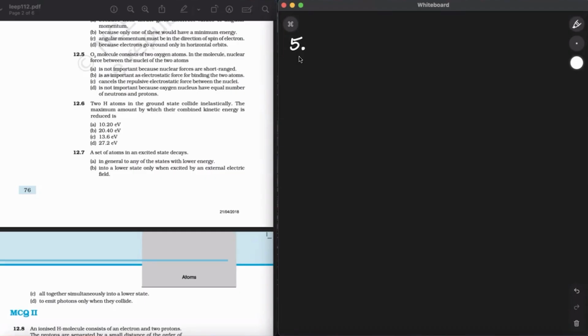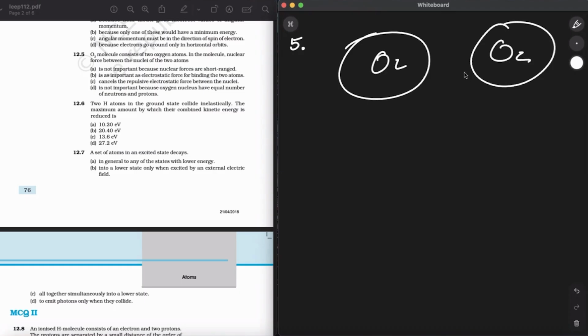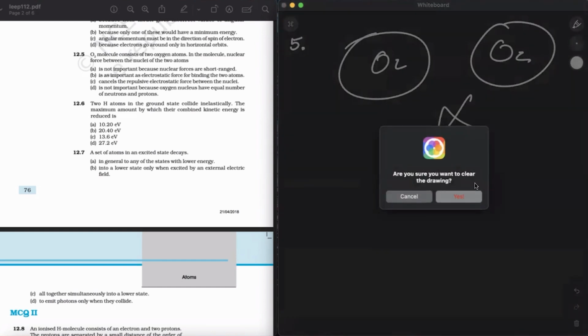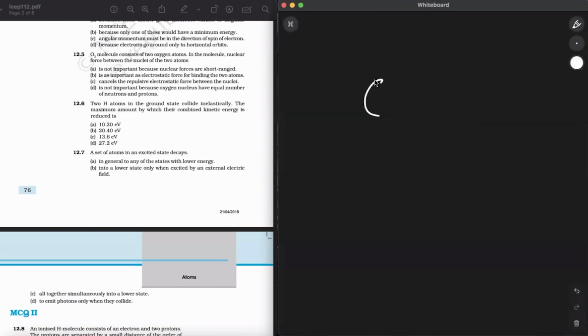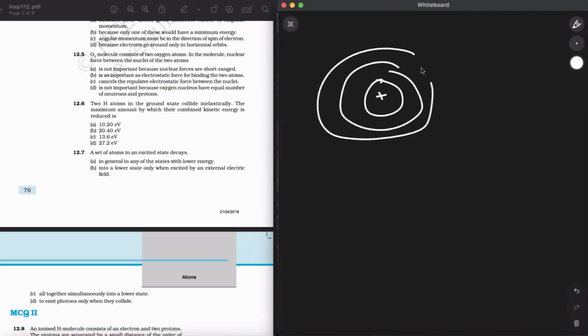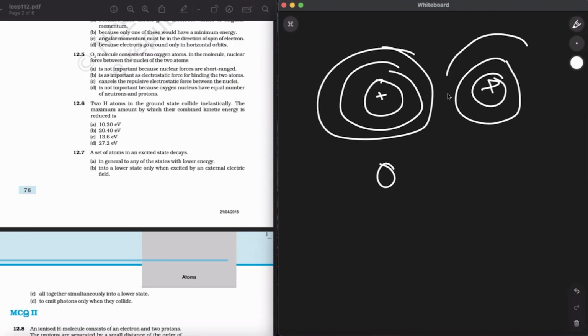Okay. So they're talking about the molecular level, such as this is one molecule of O2, this is another molecule of O2, something like this? Let me check. An O2 molecule consists of two oxygen atoms. In this molecule, the nuclear force between the nuclei of the two atoms. No, they're not talking about that. They're talking about the nuclei like this. Suppose this is oxygen atom number 1 and this is oxygen atom number 2. So now we're talking about the interaction between these two. Alright, let's check what they're asking.